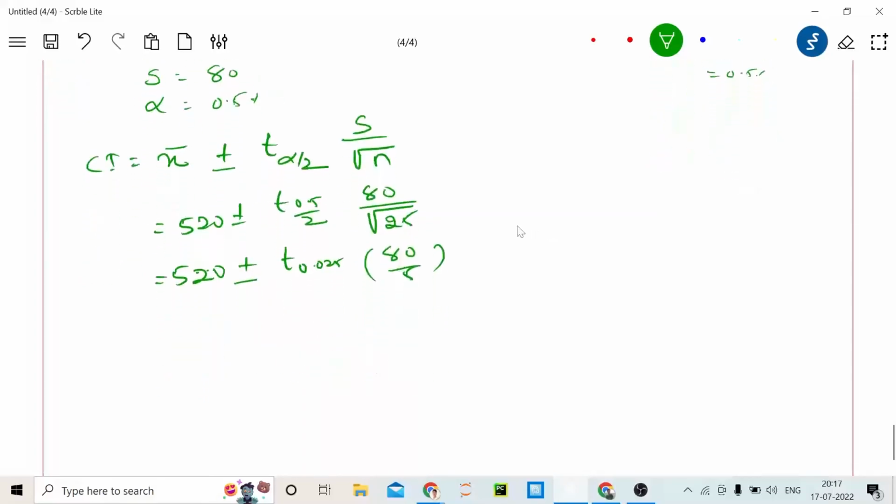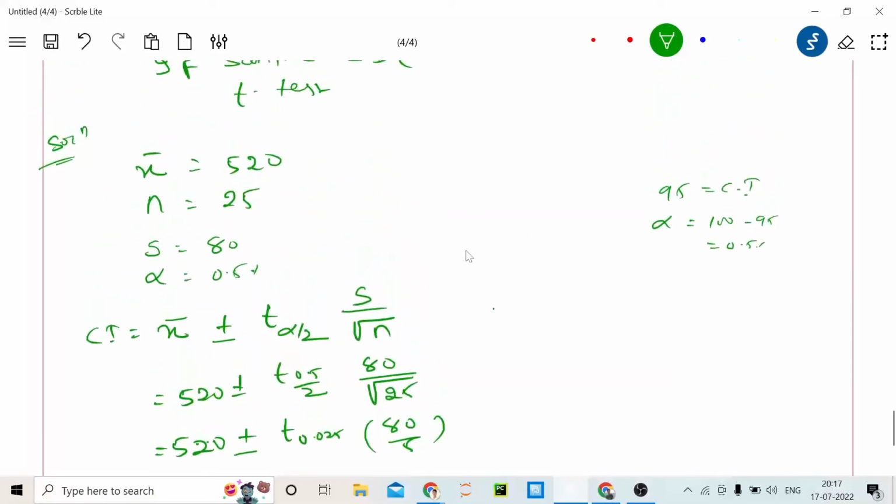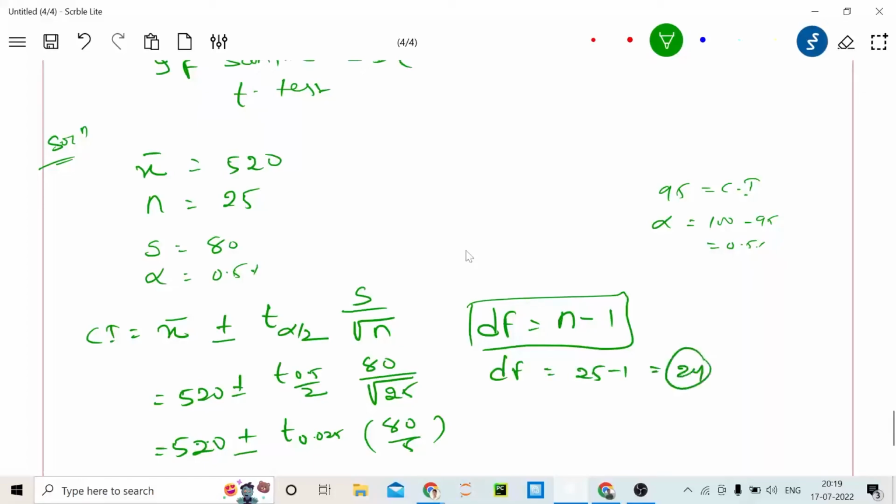One more thing is important, the degree of freedom. We have to calculate the degree of freedom, df. The formula of df is n minus 1. In this case df is 25 minus 1, which is 24.